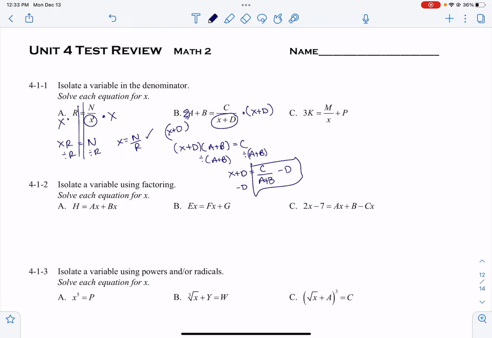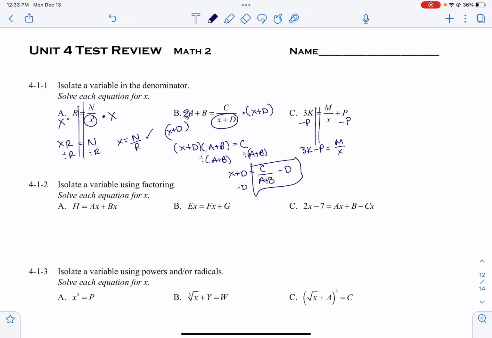Okay, part C. X again is on the bottom. Notice a pattern here, but this time there's a plus p on the outside. And the first thing I want to do is minus that p away. So I end up with 3k minus p is equal to m over x.